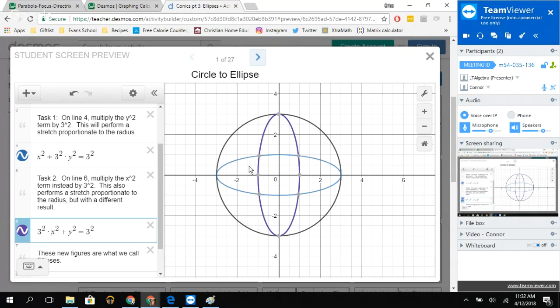Actually looks like a cool geometric shape, I think. It is cool, right? It kind of looks like a 3D circle. So that's what an ellipse is. The thing with the ellipse, and I'm going to kind of skip around here a little bit.